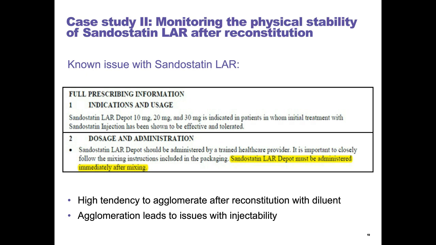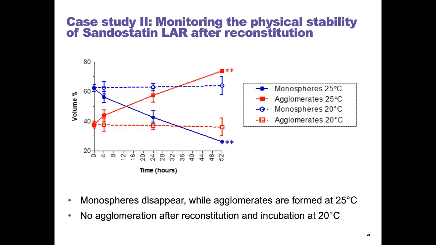For our second case study, we reconstituted the commercial product with the provided diluent. One portion was incubated at 20 degrees, while another portion was incubated at 25 degrees. After 0, 4, 24 and 52 hours of incubation, aliquots were removed for MFI analysis to monitor the volume percentage of monospheres and agglomerates in time. We concluded that monospheres disappeared over time, while agglomerates were formed when the reconstituted product was incubated at 25 degrees. And remarkably, no agglomeration occurred after reconstitution and incubation at 20 degrees.